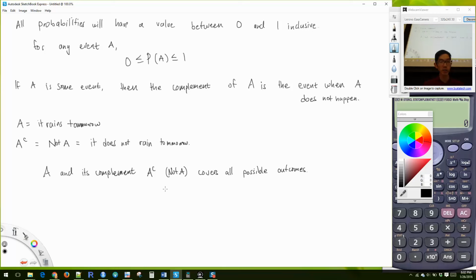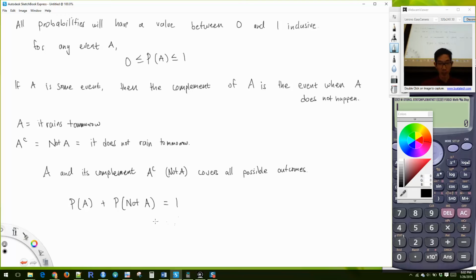And so what this gives us is that the probability of A plus the probability of the complement of A, so I'm just going to write probability of not A, equals 1. Because the probabilities of these two things combined equal 1. When the probability is equal to 1, that means surely this is going to happen.